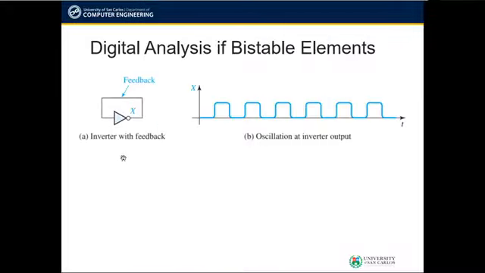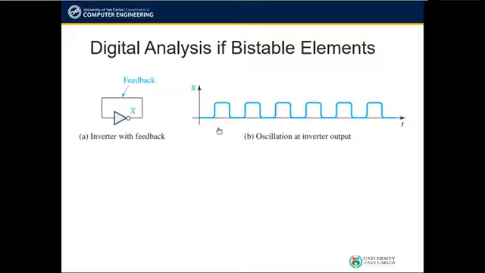Let us now analyze how a bistable element works. Let's start our analysis with a NOT gate. If we construct a NOT gate circuit in this manner, where the output is connected as feedback to the input, the behavior of the NOT gate will look like this. The output will keep on oscillating between 0 and 1 with respect to time, as shown in this graph.